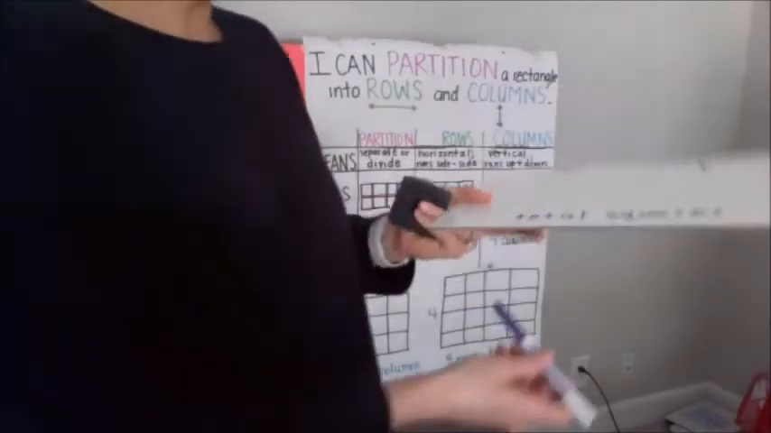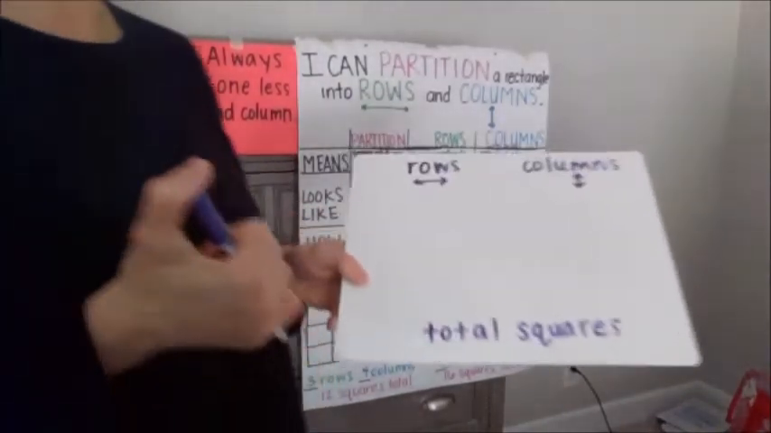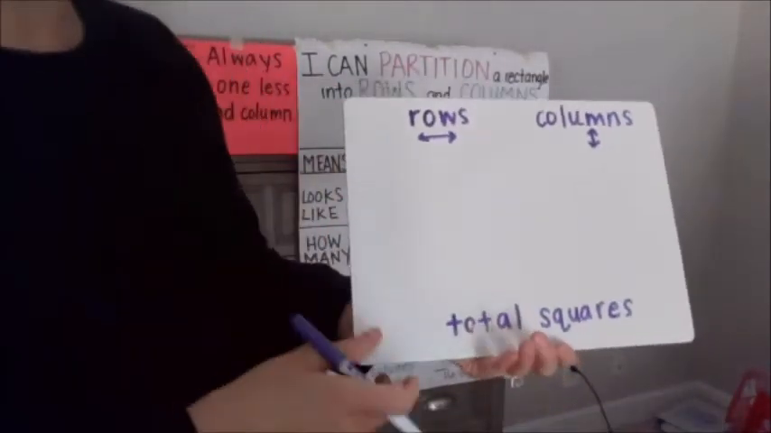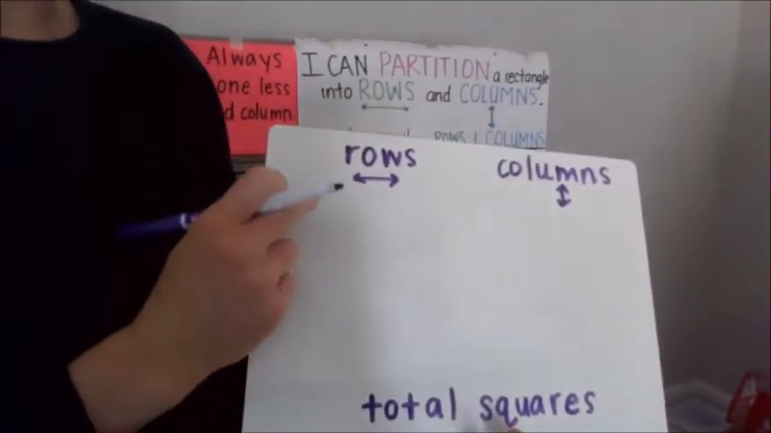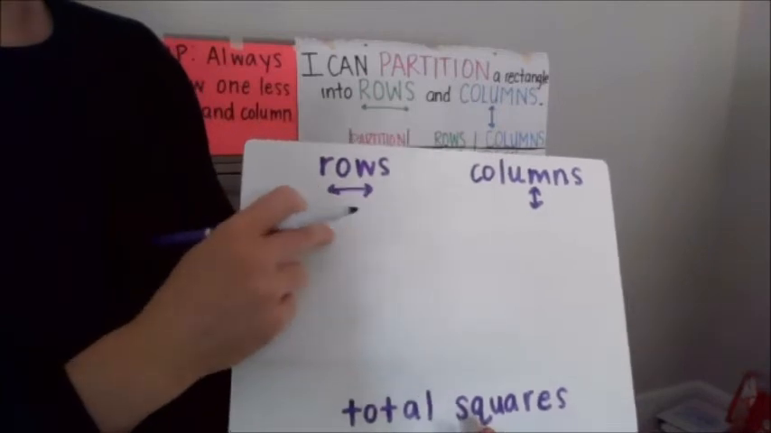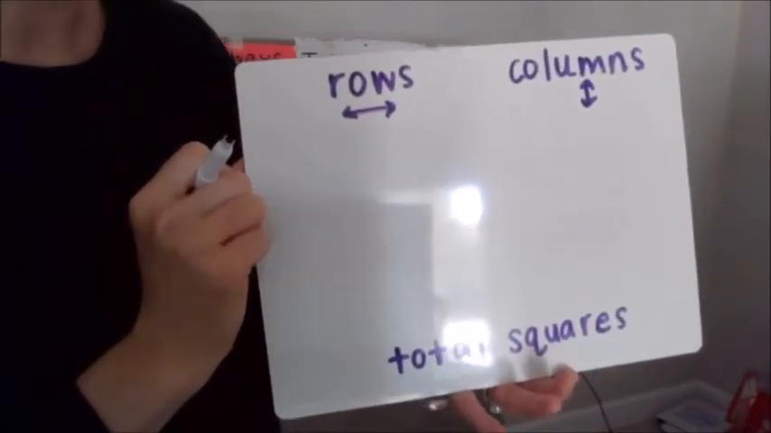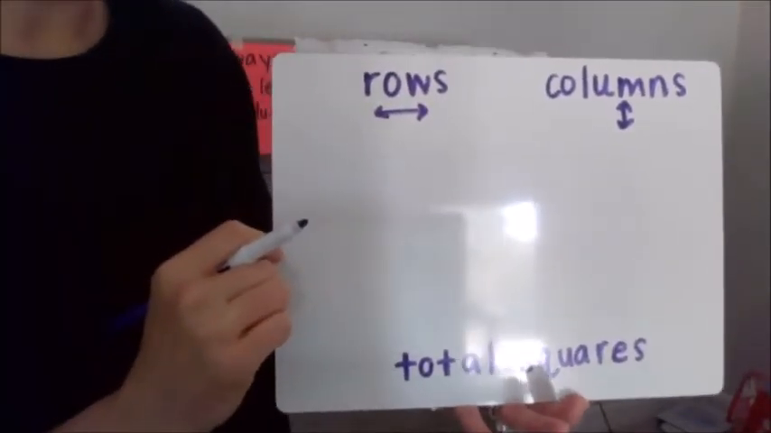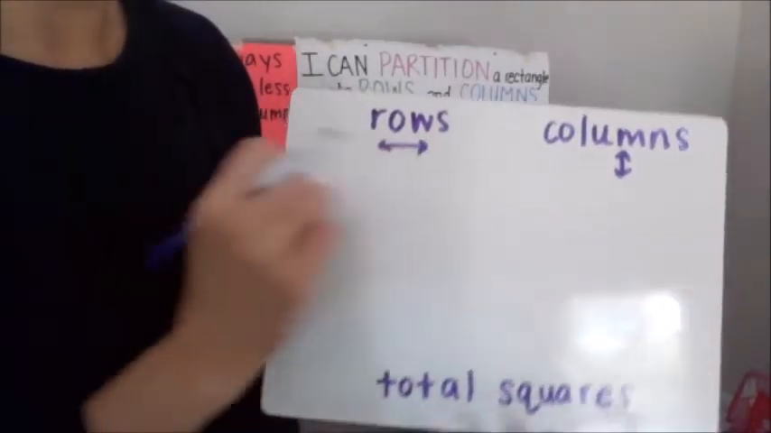All right, guys. So I want you to draw your rectangles and partition them with me. We're going to do a little guided practice. I have on my whiteboard my rows. They run side to side. What do rows do, guys? Run side to side. And then I have my columns. And columns run what, guys? Up and down. Columns run up and down.